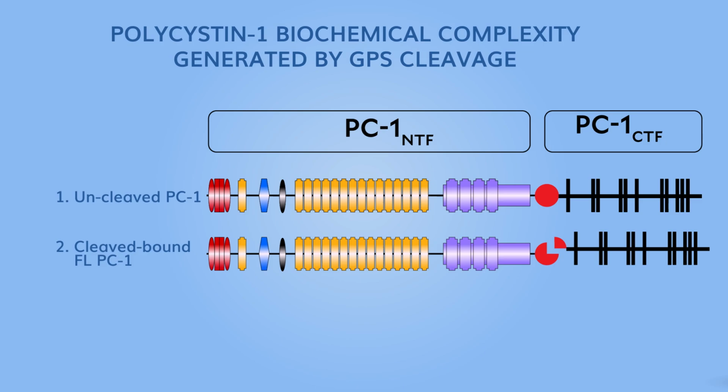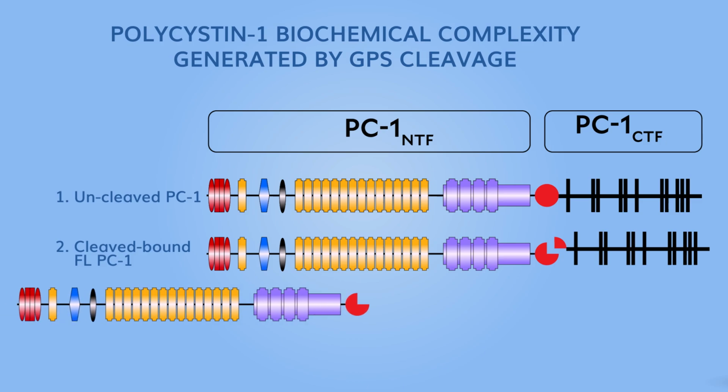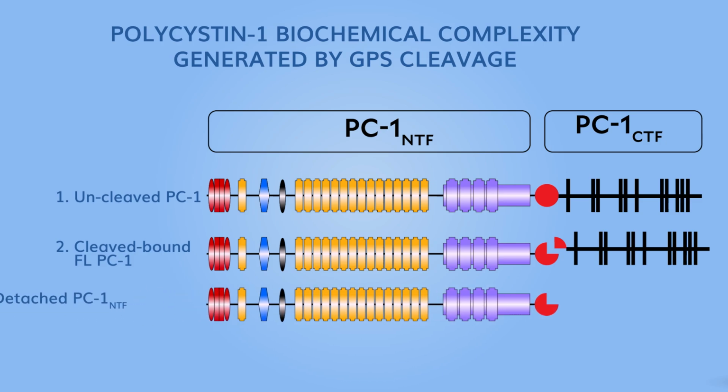PC1 NTF can be disassociated from the heterodimeric, non-covalently bound PC1 molecule and becomes an independent or detached form of polycystin-1. This is form 3, which may localize to the plasma membrane of renal epithelial cells. Of note, the remaining polycystin-1 CTF fragment is not detectable, and its fate is unknown.